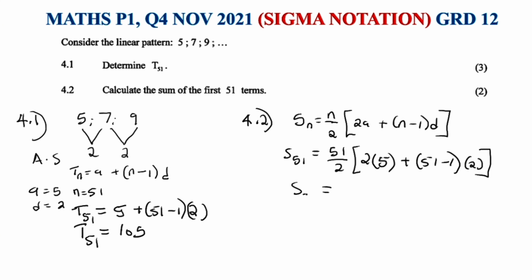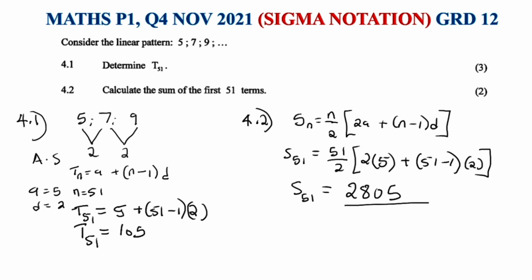Therefore S51, we put this in our calculator and we should be able to get the sum here. Be careful while you press your calculator, guys. You don't want to make a mistake. It gives us 2805. Okay, so that's how you will deal with 4.1 and 4.2.